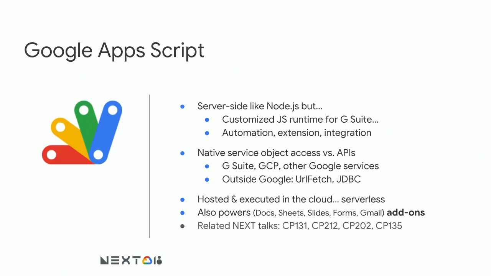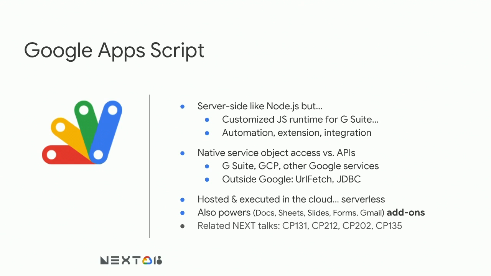So what is App Script? It is a server-side runtime, just like Node. However, it's customized for G Suite automation, extension, and integration. So whether you're trying to add custom features, for example, one of our samples is, gee, Google Slides doesn't have progress bars. Wouldn't it be cool to find out how far along in a presentation I am? So one of our samples lets you actually build progress bars. So in that sense, you're extending one of our applications.